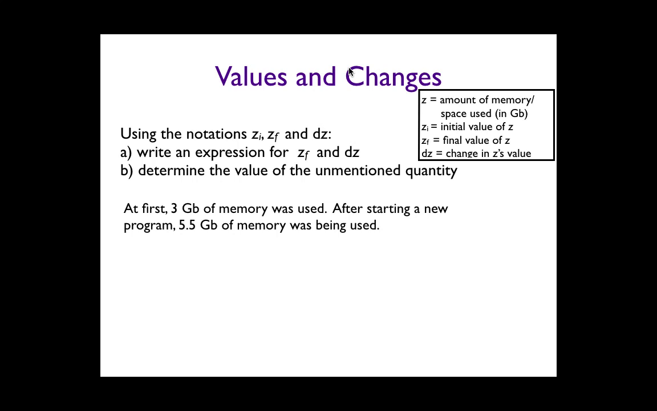I could write that in general, or for this one, if I wanted to do the computation, DZ would be, number-wise, 5.5 minus 3. So what, 2.5? That's not a hard math question, but somehow my mind's escaping me now. 2.5 gigabytes of memory was being used, the change due to opening this new program.